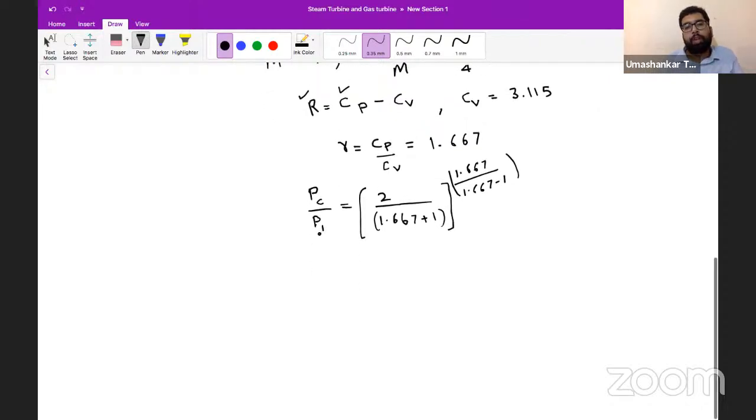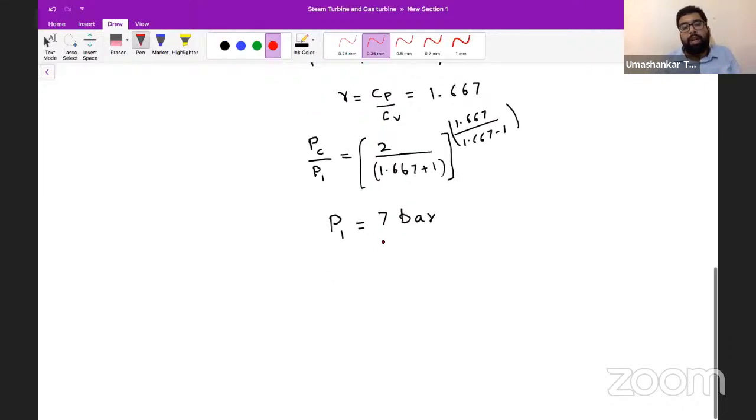What is the critical pressure value? We have the value of P1 is equal to 7 bar. I am using the red pen here. So I am writing this with red so that you won't make any mistake. This is very critical. So this PC is coming out to be 3.416 bar.